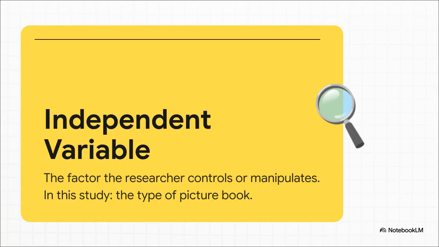Okay, so in every experiment, there's this one thing the scientist messes with on purpose. That's called the independent variable. In this study, it was the pictures in the book. One group saw pictures of Barbie. Another group saw pictures of the Emmy doll, which is designed with much more realistic average body proportions. And the third group? They saw neutral pictures of things like balloons and storefronts, no human bodies at all.